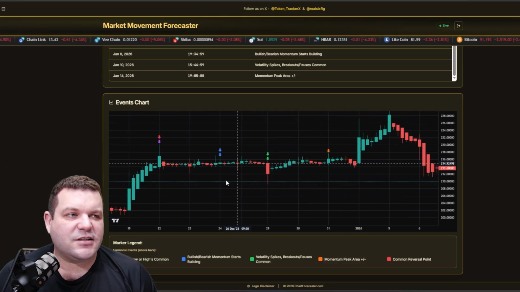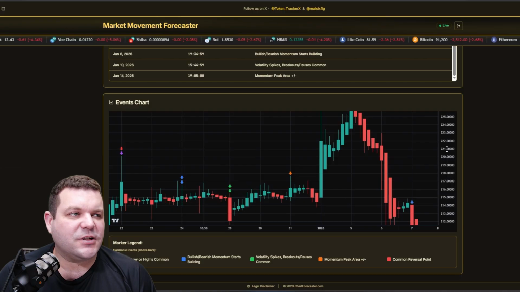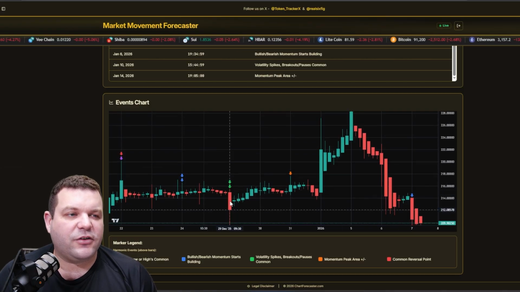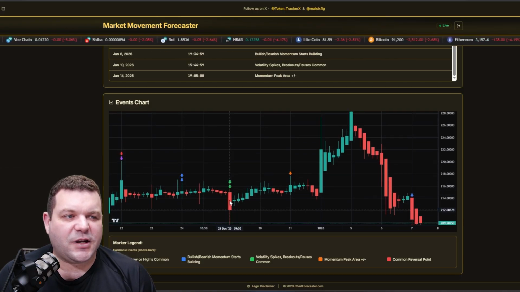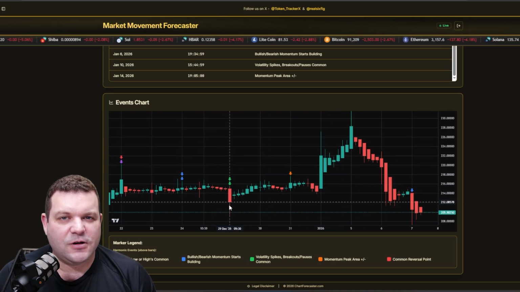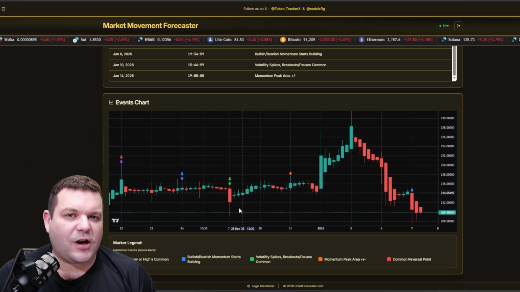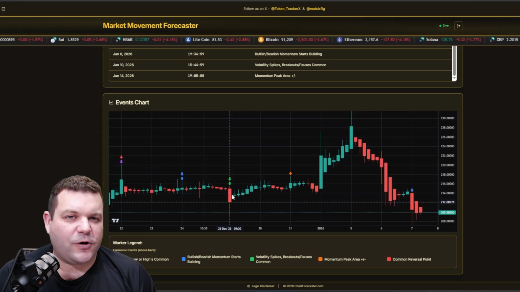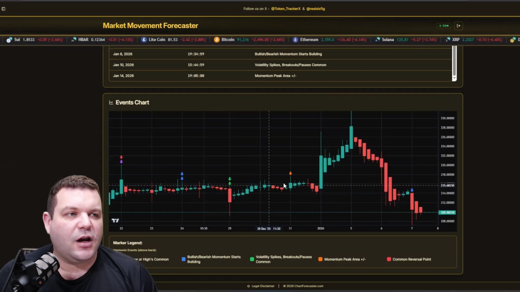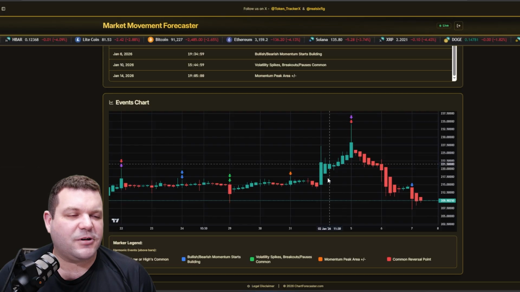On the 23rd of December, it said that there was some bullish or bearish momentum that would start. And then it also said that there'd be an insane volatility spike, a breakout, or a pause that would happen during this time frame. So this is where the Chart Forecaster really, really thrives. What an incredible prediction for market volatility that it made here. And here it said that this was the momentum peak area. So this is open to interpretation.